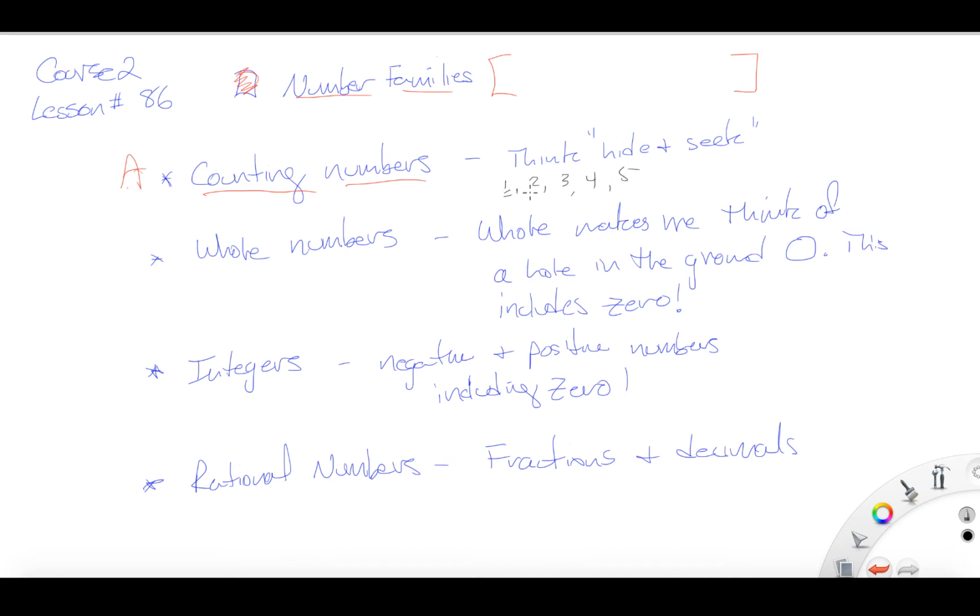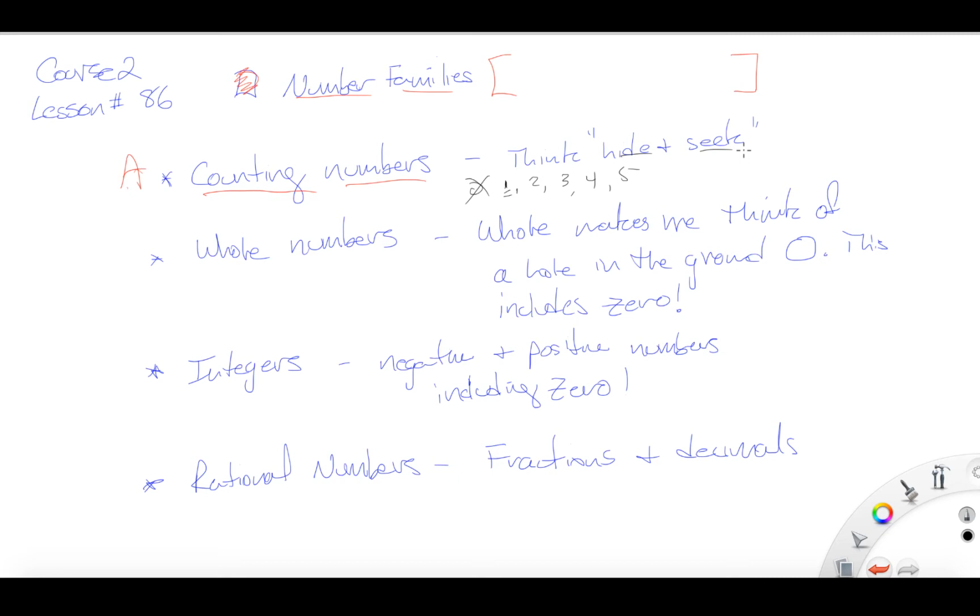I started with 1. I didn't get to the tree or hide my head in my lap and say 0, 1, 2. No, I started with 1. Okay, so counting numbers are all positive numbers, not including 0. So 0 is not part of a counting number. So just think hide and seek. When you hear counting numbers, hide and seek. 1, 2, 3, 4. Okay?